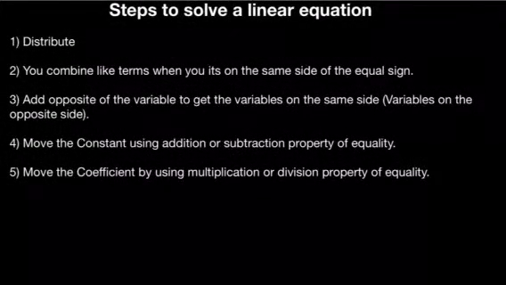There are also steps to solve a linear equation. The first step is to distribute. The second step is to combine like terms when they're on the same side of the equal sign. The third step is to add the opposite of the variable to get the variables on the same side. The fourth step is to move the constant using the addition or subtraction property of equality. The fifth step is to move the coefficient by using the multiplication or division property of equality.